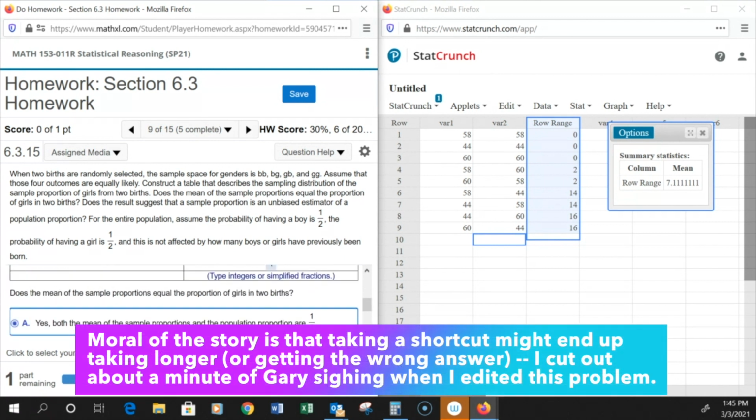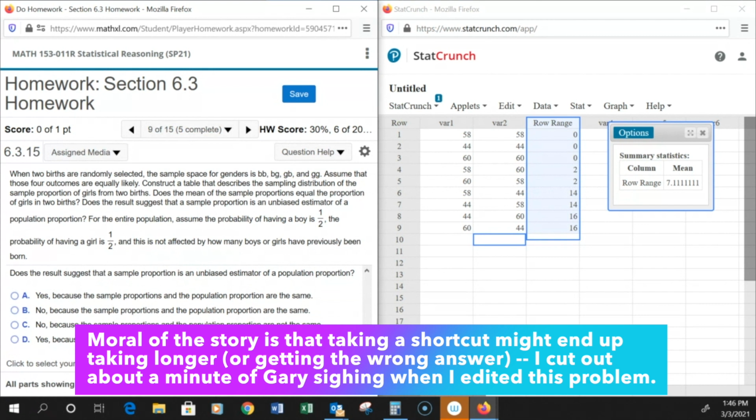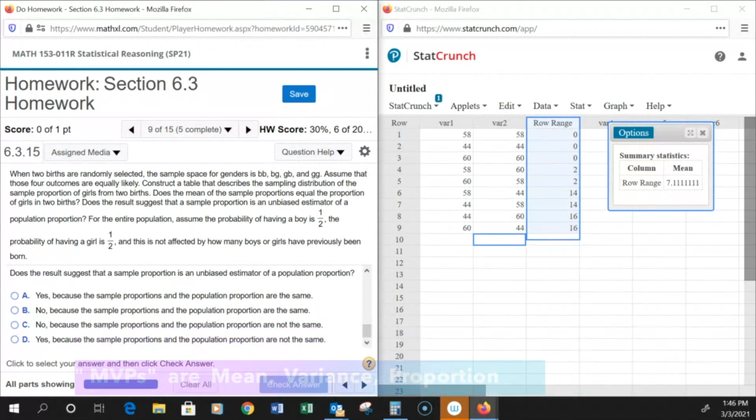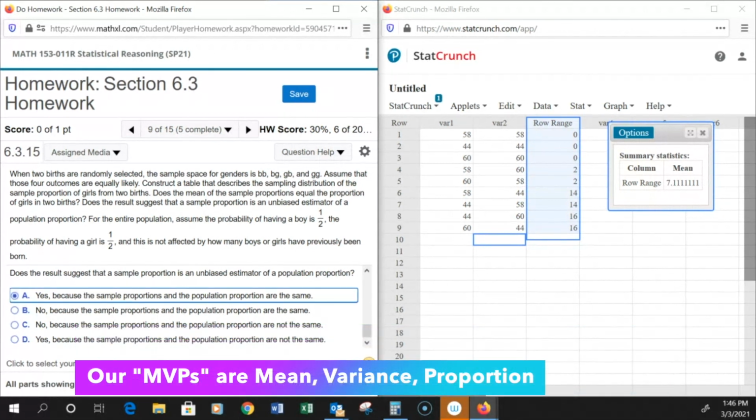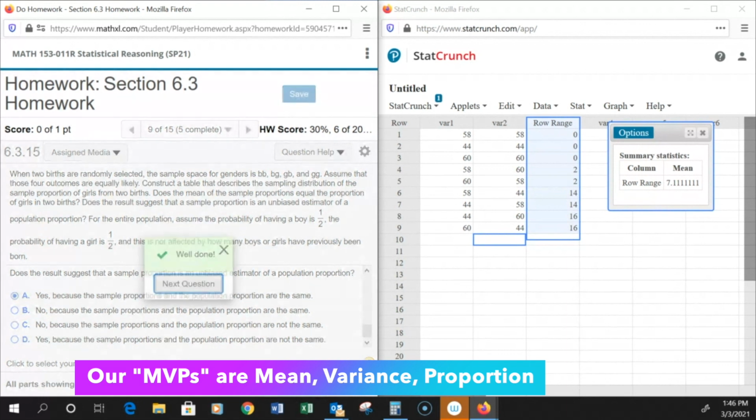Anyway, what did we just find? We just said 1/2. Is it an unbiased estimator? We knew it was going to be because these are proportions of girls. Proportions, they always work. Well done.